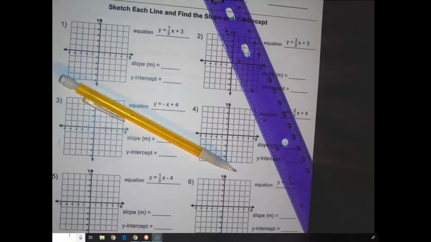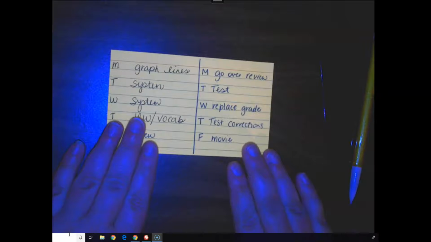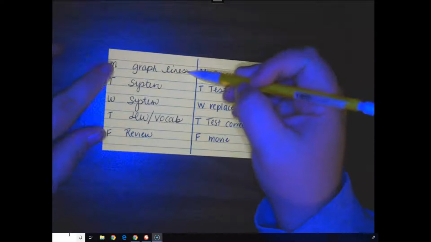Hi guys. All right. So what we're doing today is we are going to review. We're going to go over practicing graphing lines, as you can see. I'm going to put up a schedule for you. This is the next 2 weeks in math class. We're going to graph lines today.